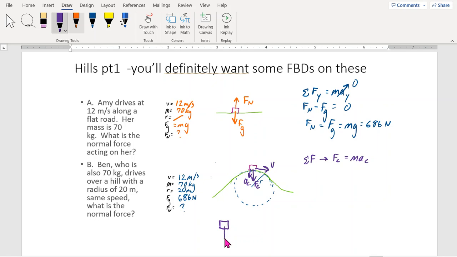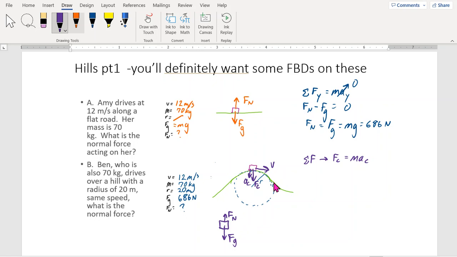We've got gravity, which I'm trying to draw as the same gravity as up here in the orange. And then we've also got the normal force, but normal force is actually going to be smaller than before. So how much smaller is it? It's tough to tell, I don't know at this moment. But normal force is going to be smaller, and let's investigate why that is.